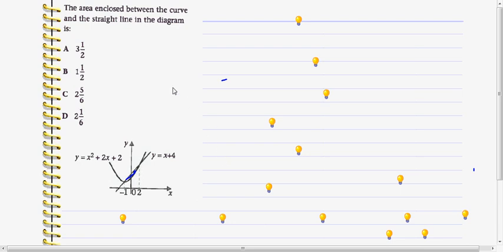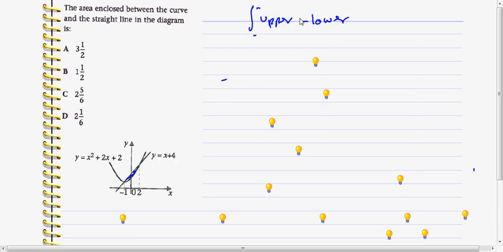Now this question is looking for an area enclosed between a curve and a straight line. We're given the equations of both of them and we're given the points of intersection, so we don't have to calculate those. What we have to be careful of is which of the curves is on the top. In this case it's the x plus 4, as we can see from the diagram.